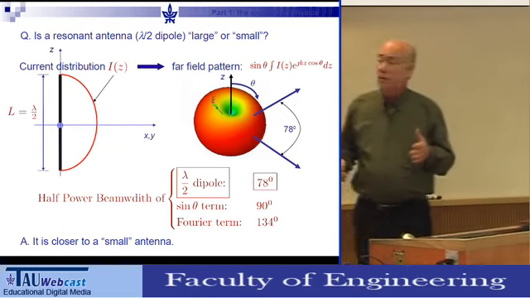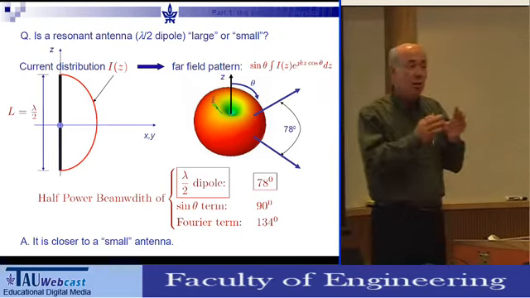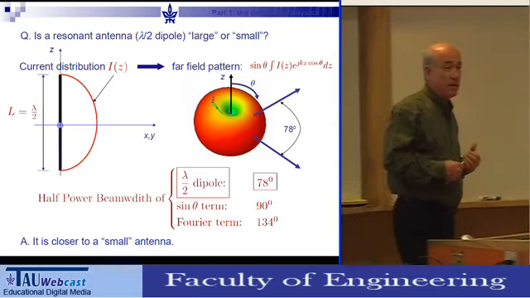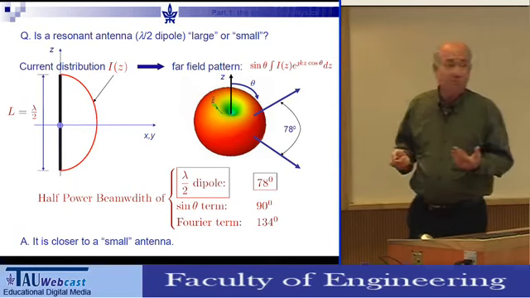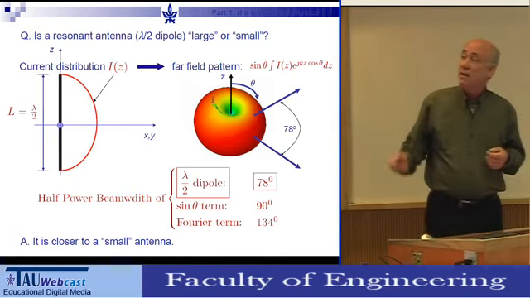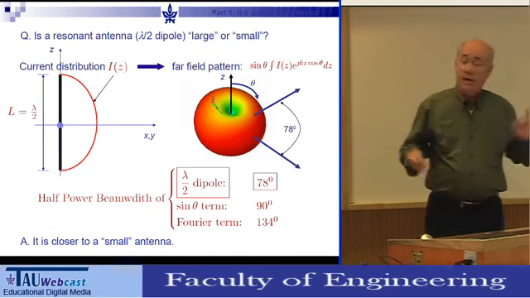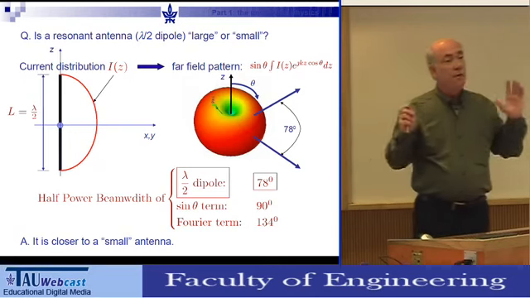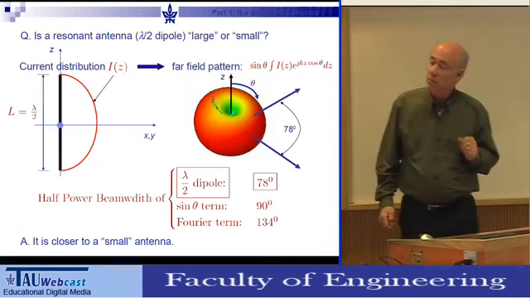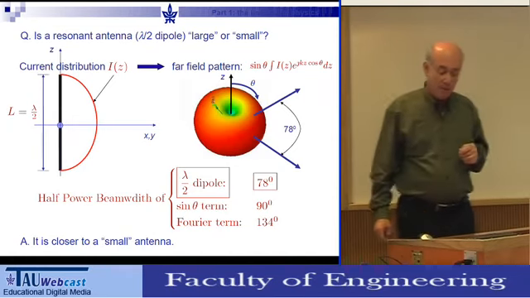So the antenna, which is already half a wavelength, which is resonant, still displays more or less the characteristics of a very small antenna, rather than a large antenna. There's not much point in playing around with the current distribution of this antenna. If it's like half a cosine, like I'm showing here, or any other kind of distribution, we'll get more or less the same performance in the far field. So the answer is, it is closer to a small antenna.